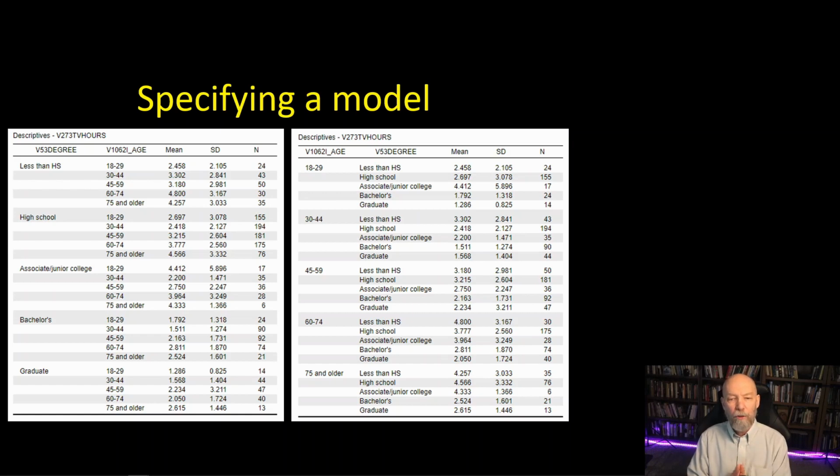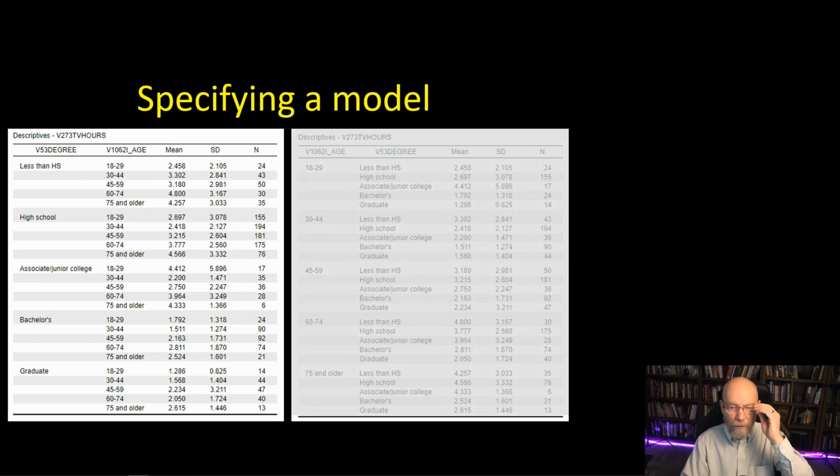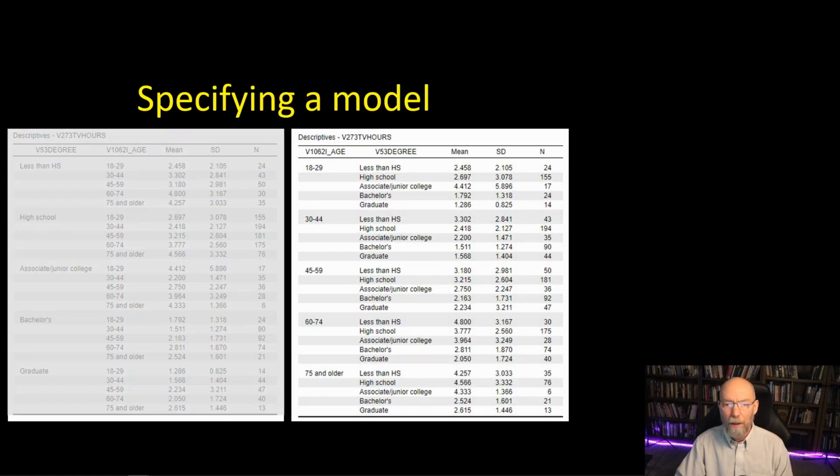Now, I show it here in two ways. On one side here, I show the means and standard deviations with degree further to the left and age here, and then we have means and standard deviations and the number of cases in each category. And then the other one I have is showing age, and then within categories of age, we're seeing degree. So let's think about what each of these show us.